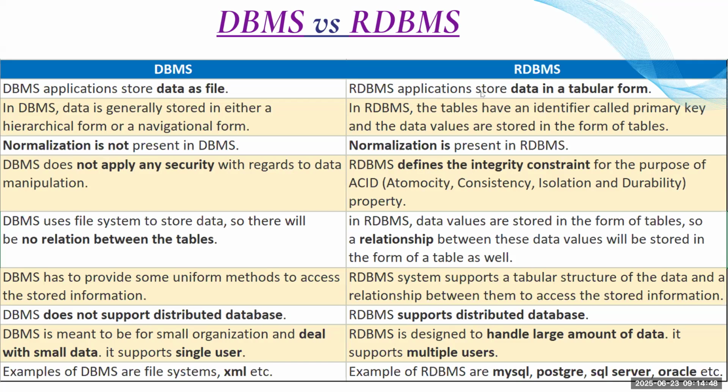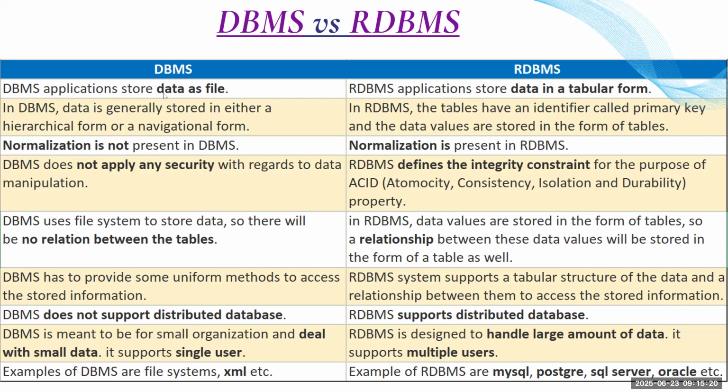RDBMS applications store data in tabular form. RDBMS tables can be identified by a column as a primary key. They will create the primary keys. I will talk about primary keys, foreign keys, normalization, and ACID properties in more detail in the upcoming classes. No worries, I am just reading the content here. We'll talk more in the upcoming classes.